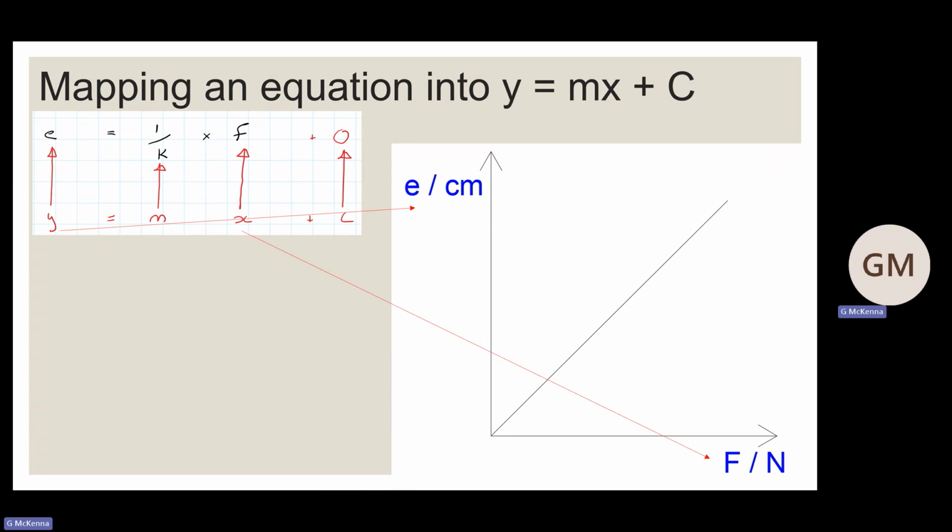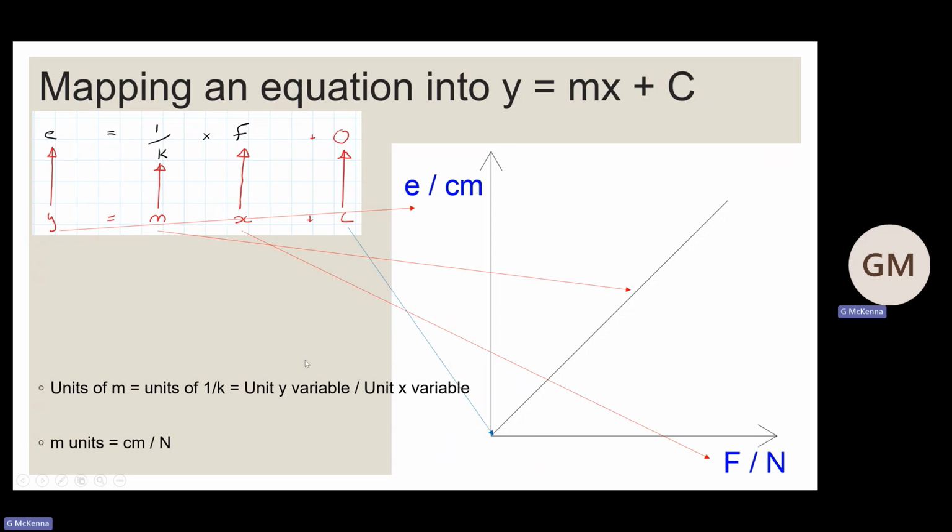Just in relation again to the mapping, you can see in the y-axis we've got our extension there. On the x-axis we've got our force coming down here. The gradient of this graph would now give us 1 over k, take a large triangle, and again, because c is equal to 0, we do expect that straight line to pass through the origin.